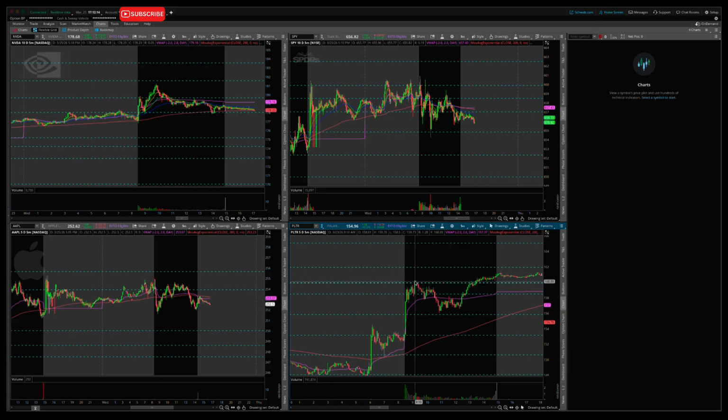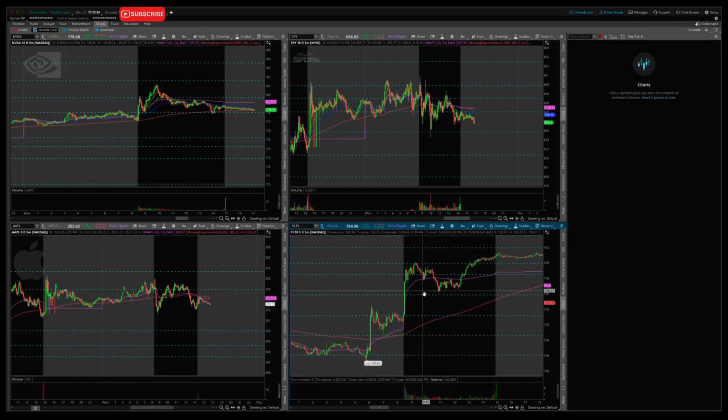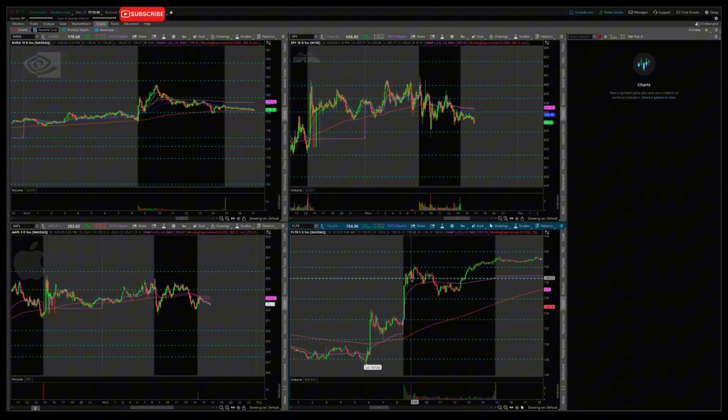And as you can see, I got some overhead supply. So all I wanted, and we were overextended. We were up like 5% on the day or something like that. And yeah, all I wanted to see is a move back down towards the 200 EMA. So candle came down, didn't take profits here. I was only up like 5% or something, nothing big.